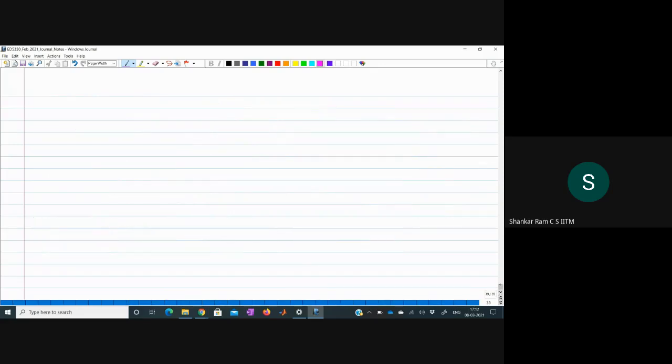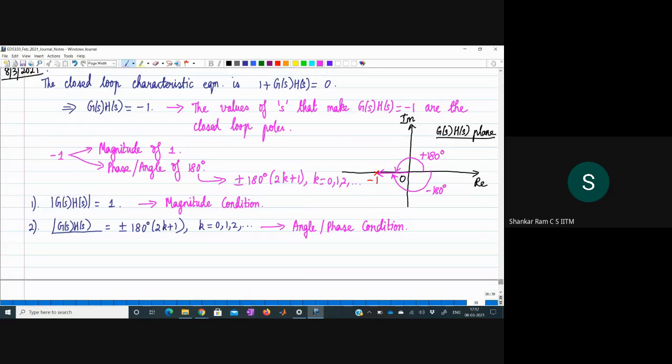Okay, so these are the two conditions as we can see here. All right. So what is the connection? Once again, let me repeat. The closed loop characteristic equation is 1 plus G of S H of S equal to 0, right? So we rewrite that equation as G of S H of S equal to minus 1.